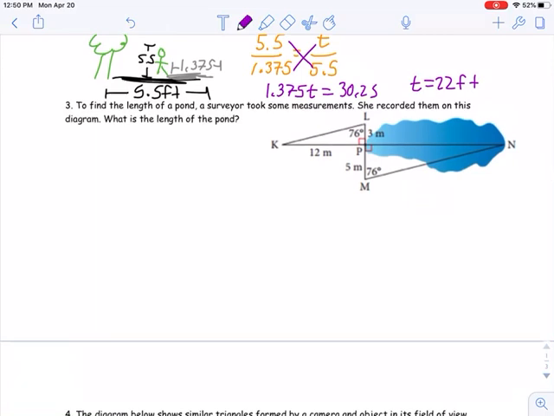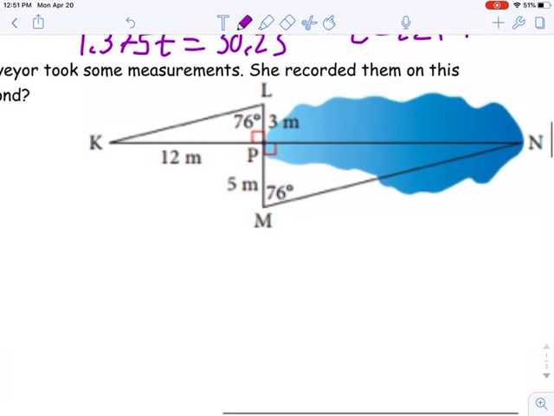Sweet. Cruising right along. To find the length of a pond, again, this is another reason why you might want to use indirect measurement. I don't know how you'd measure the length of a pond. It'd be really hard. All right, there's just a tape measure, but if you do it indirectly, it can be a little easier. All right. Find the length of a pond. A surveyor took some measurements and she recorded them on this diagram. What is the length of the pond?